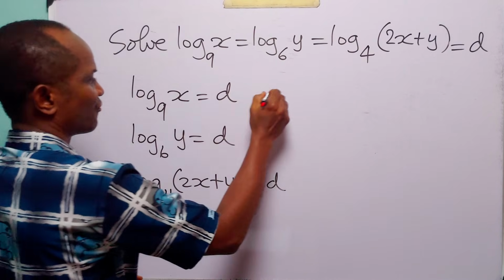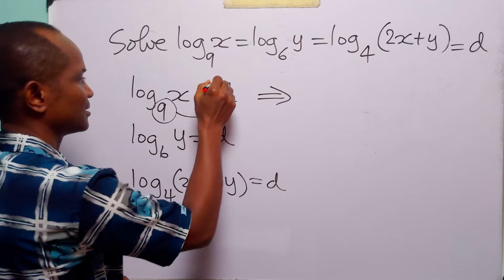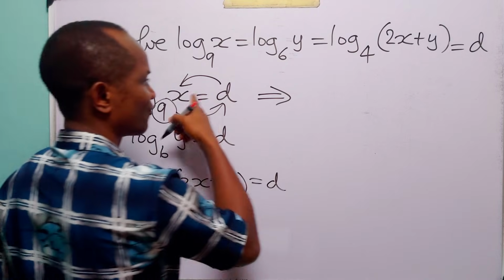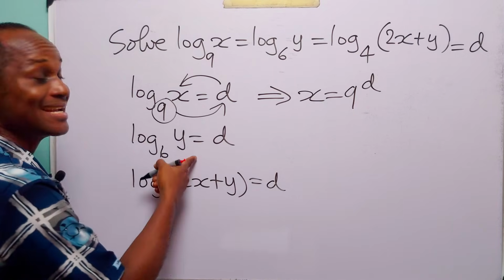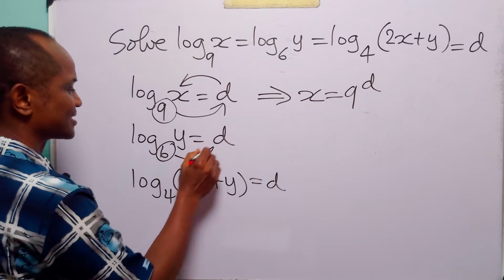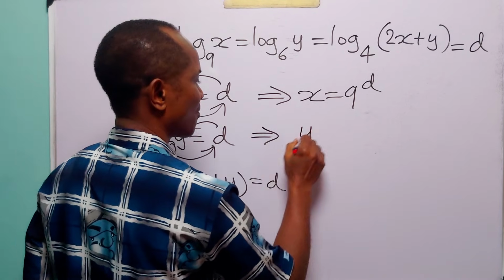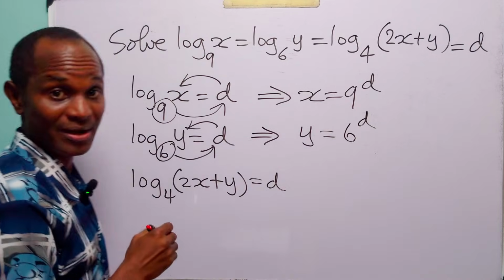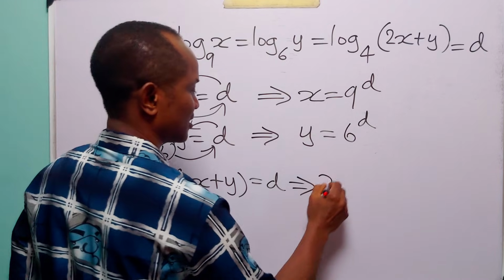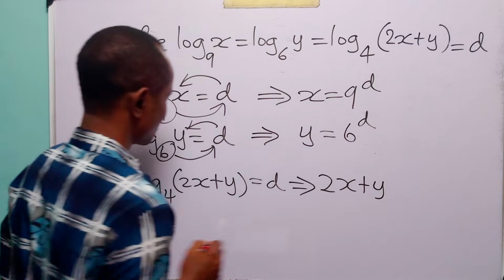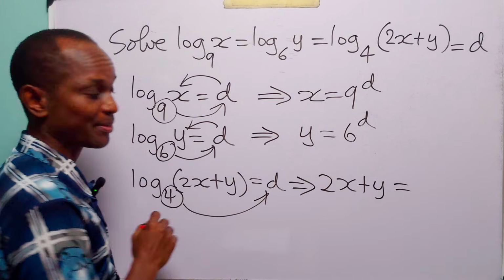Now remember that we can write this equation as 9 to the power d is equal to x. So from here we have that x is equal to 9 to the power d. In the same way, we can write this equation as 6 to the power d is equal to y. So y is equal to 6 to the power d. And lastly, doing exactly the same thing, we have that 2x plus y is equal to 4 raised to the power d.